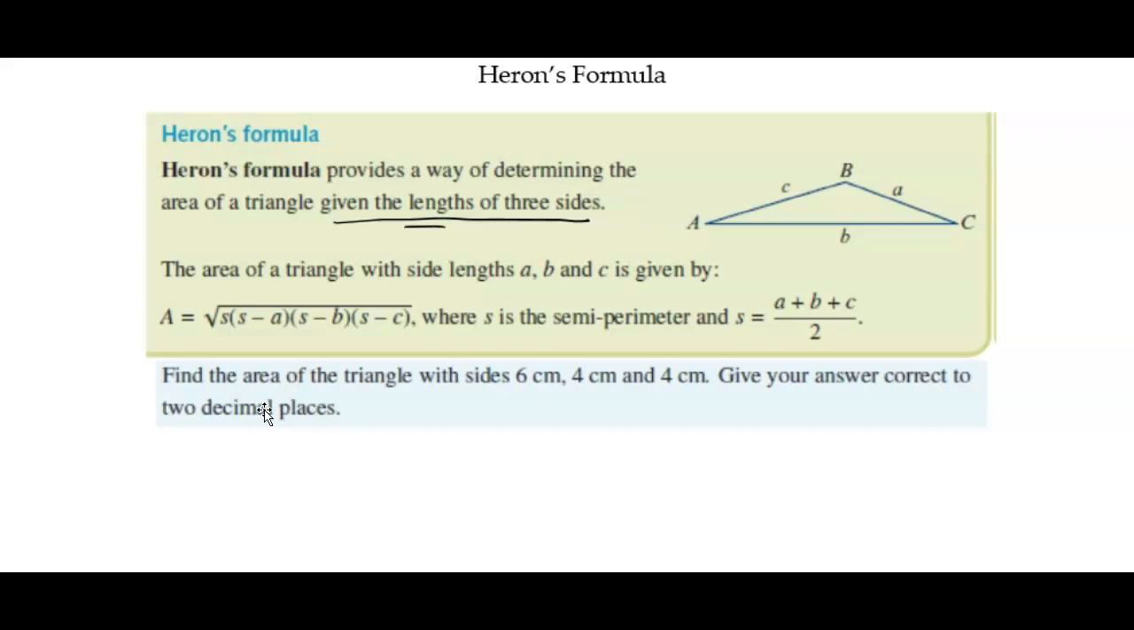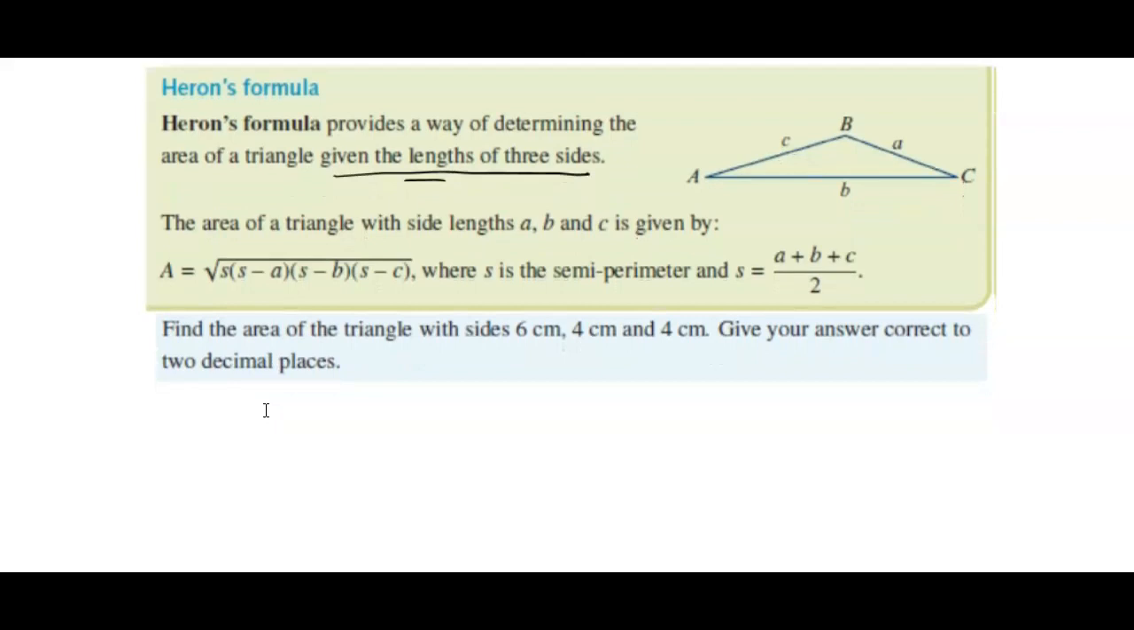So let's go into the example here. Find the area of the triangle with sides 6 centimeters, 4 centimeters, and 4 centimeters. So two sides of 4 centimeters, and then the third side being the 6 centimeter side. So we've been given the length of all the three sides. The first step in finding the area of the triangle using Heron's formula is to work out the semi-perimeter. So 6 plus 4 plus 4, which gives us 14, and 14 divided by 2 gives us 7. And that's the length of the semi-perimeter, or half the size of the perimeter.